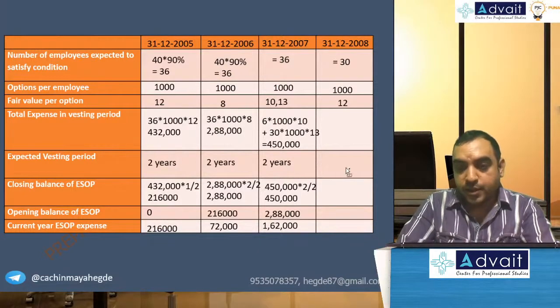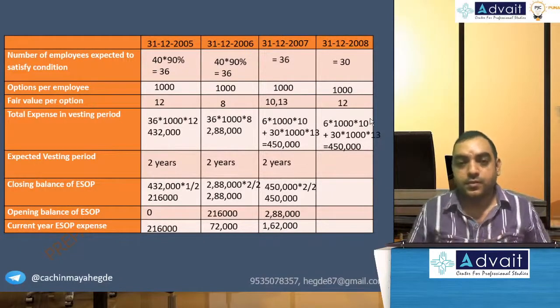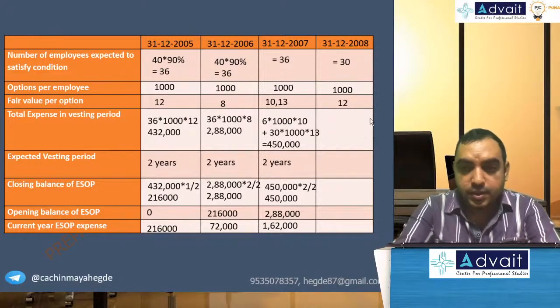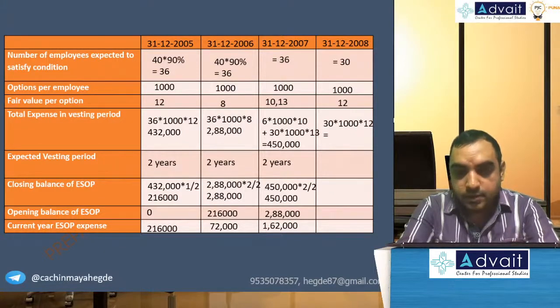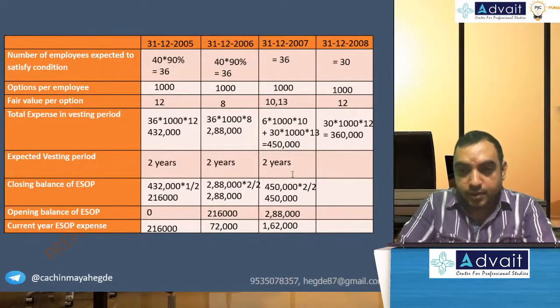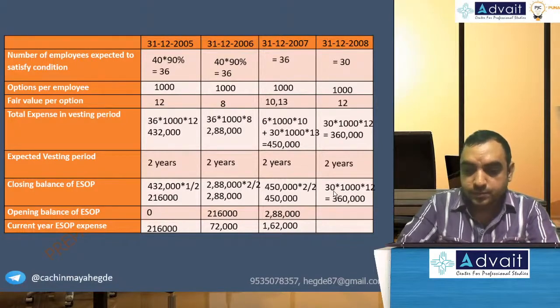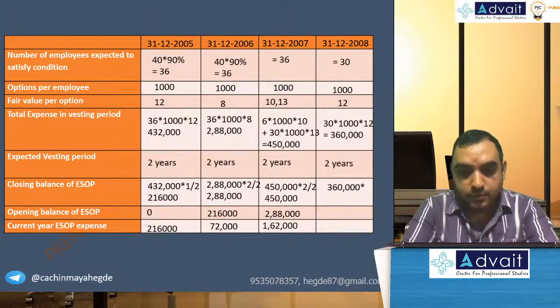So this amount will be total expense: 30 into 1000 into 12, that is 3,60,000. Okay, then for 2 years, 3,60,000 into 2 by 2, that is 3,60,000.